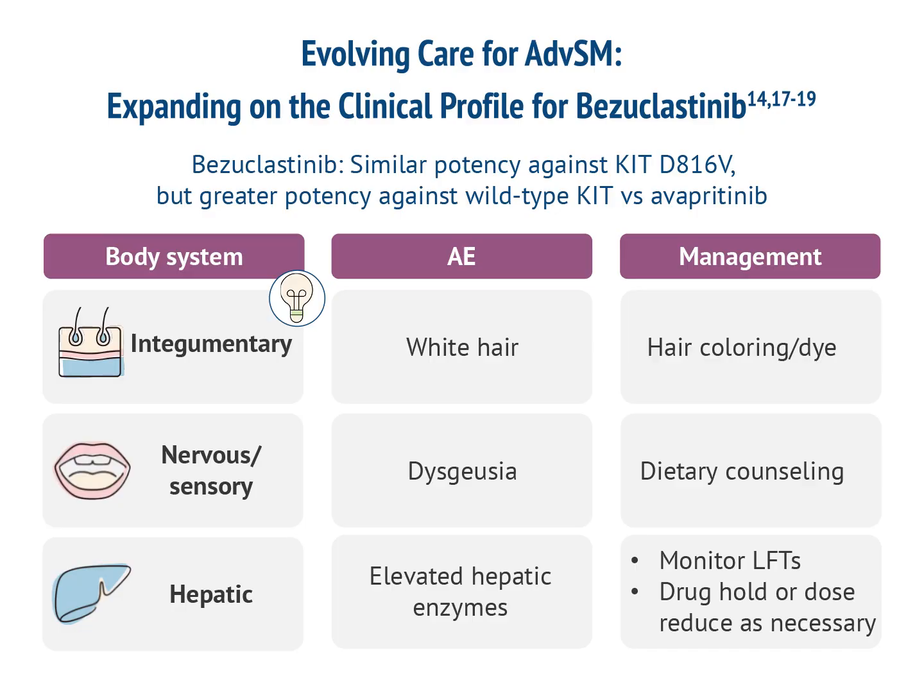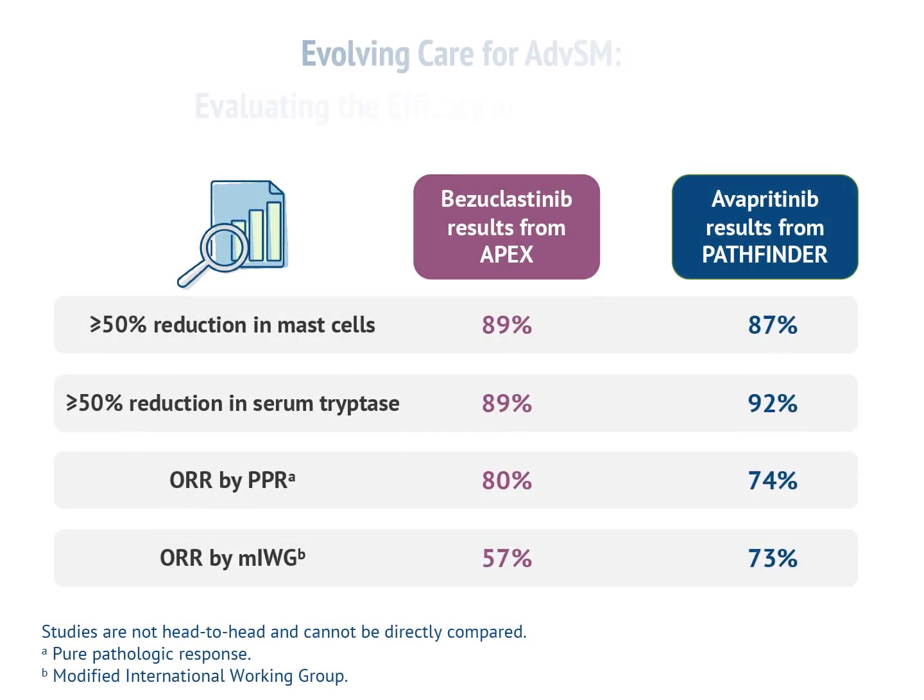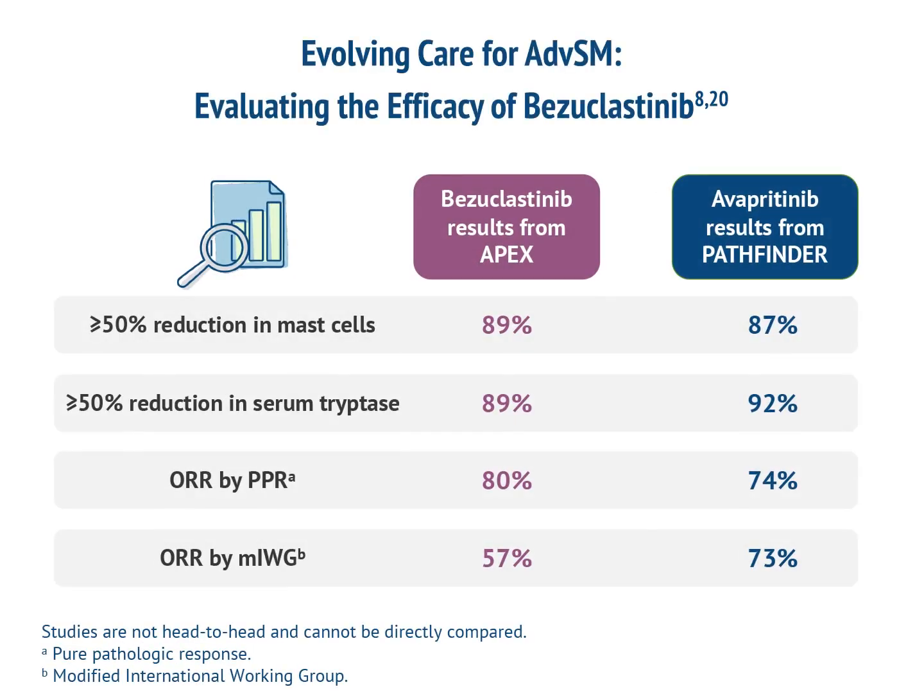They're about equally potent against KIT D816V, but the wild-type KIT is actually hit more by bezuclastinib. This translates to the whitening of the hair, which is a prominent side effect of bezuclastinib, not a problematic one for most patients, but something that is quite striking. In the context of this discussion, we'll talk about the advanced SM data. That's called the APEX trial.